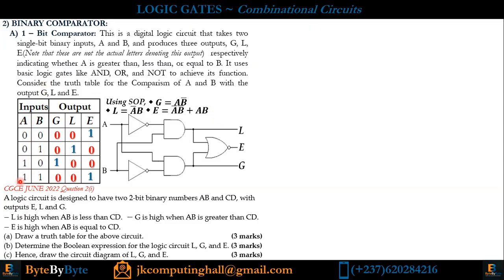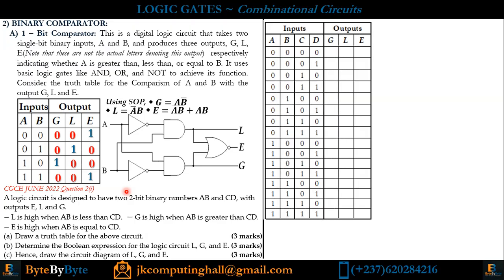Here we are comparing A and B only. One bit, A is 1 bit, B is 1 bit. But this time around, we are having 2-bit binary numbers, like 00, 10, 11. That is what we have. Okay, guys, this is the truth table we have, because remember we are having 4 inputs.